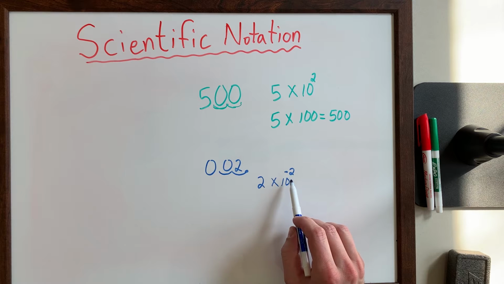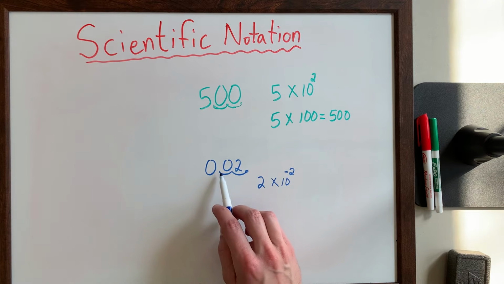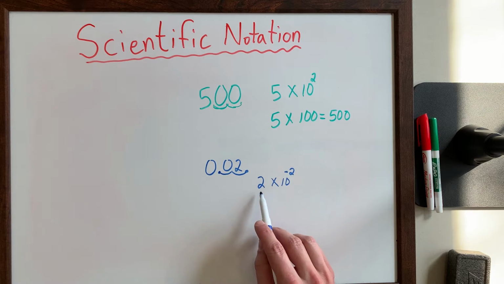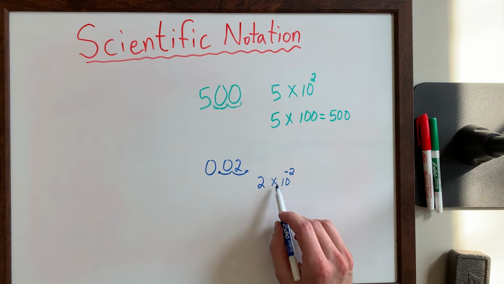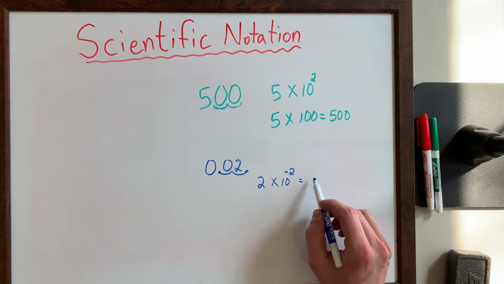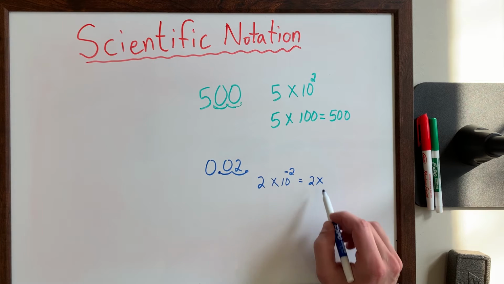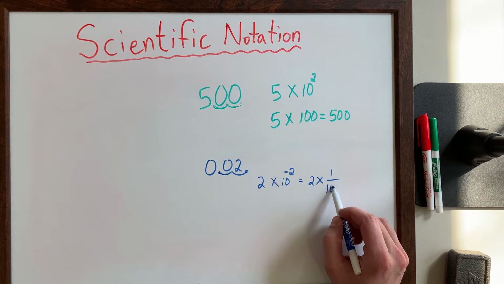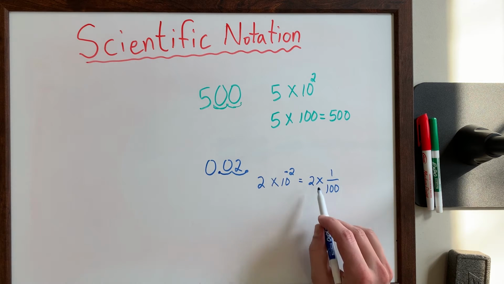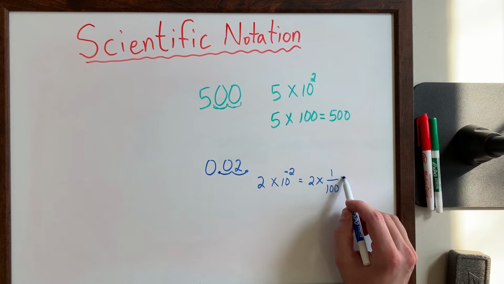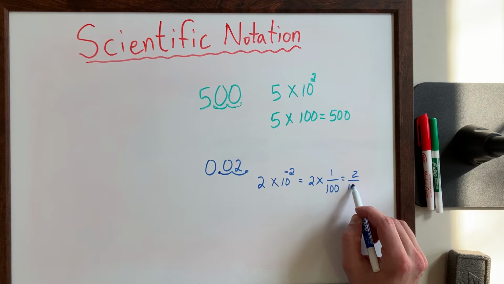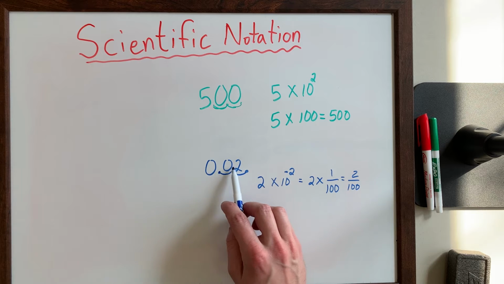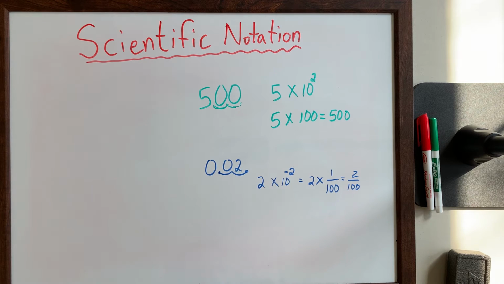Now, why is that? The reason why is because the number that I started with, 0.02, is very small. It's much less than 2. So what I'm really doing is I'm saying this is equal to 2 times 10 to the negative 2, which is going to actually be 1 divided by 100. So 2 times 1 over 100 equals 2 100ths. But the decimal, 0.02, can be read as 2 100ths as well.